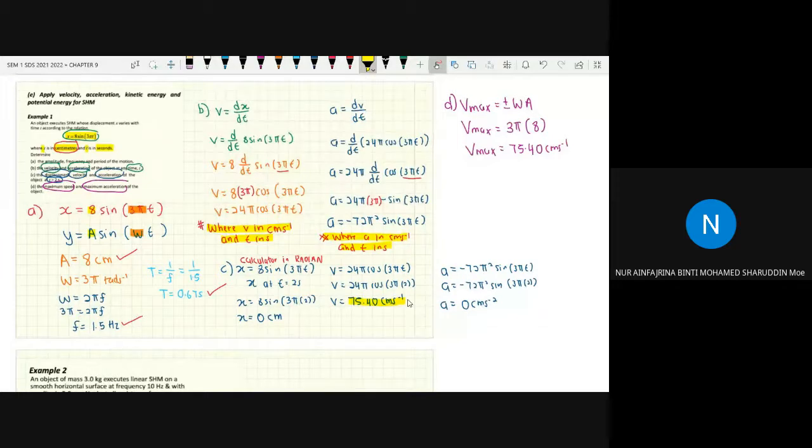Okay. Another one is finding the maximum acceleration. For maximum acceleration, use the formula again. You have to check your notes. Omega squared times A. So, maximum acceleration is 3 pi squared times the amplitude. Your amplitude is 8. Therefore, you will get your maximum acceleration as negative 710.61 cm/second squared.